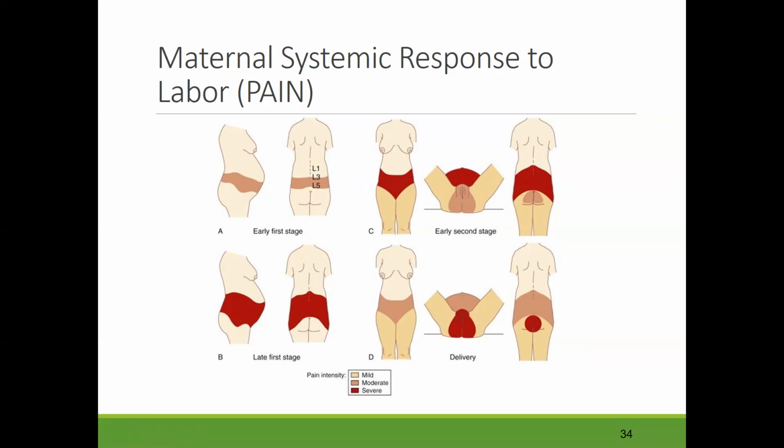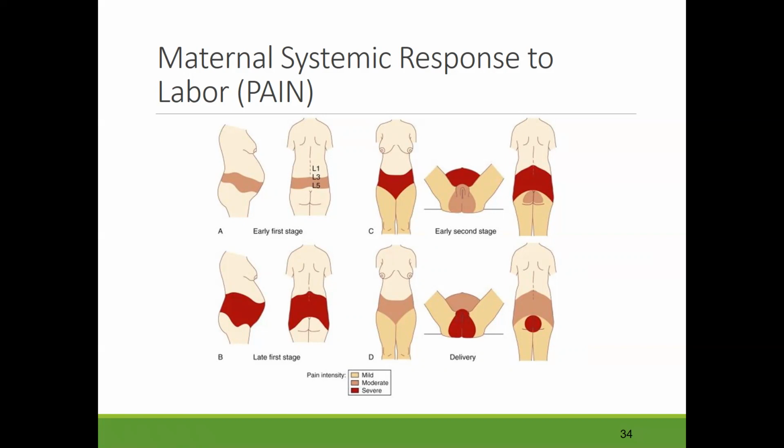The darkest colored areas indicate the location of the most intense pain. The moderate color indicates moderate pain, and the lighter color indicates mild pain. So depending on the intensity of the contractions, the more intense the pain is.